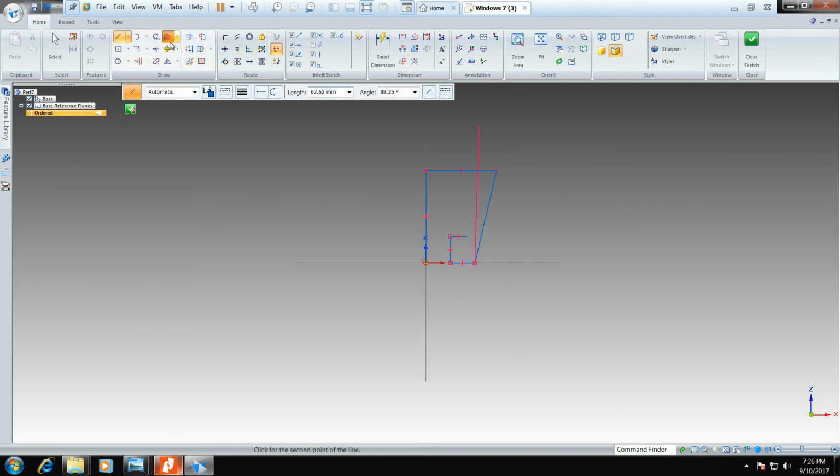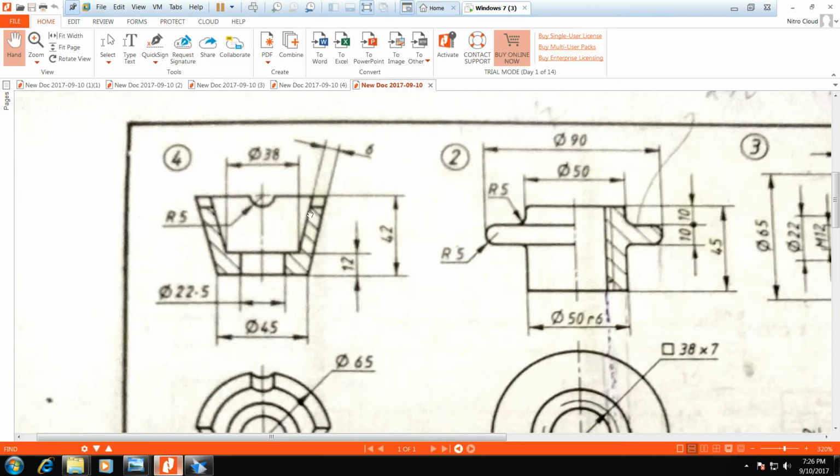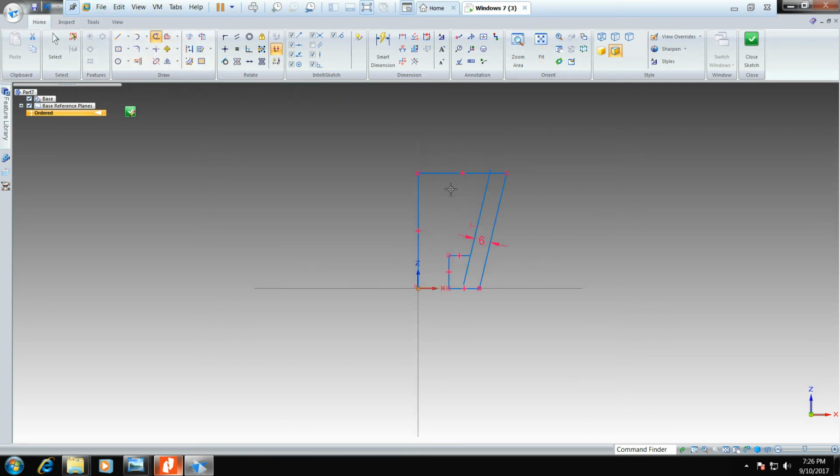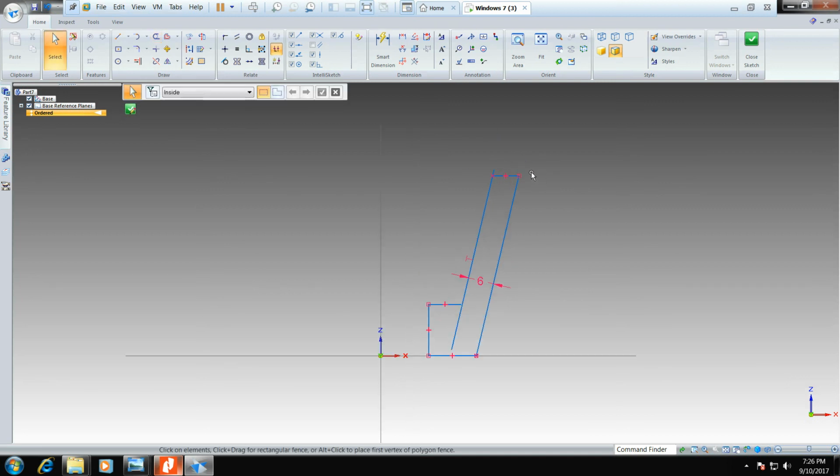Yes. Then go for offset. They have given this as 6. Okay, select this line, enter. Yes, 6. Then go for the trim command and remove the unwanted lines which are not required. Okay, sorry. Zoom it. So there may be some disconnection, so go for the extend command, extend this line, then go for trim it. Here also there is one unwanted line, trim it.